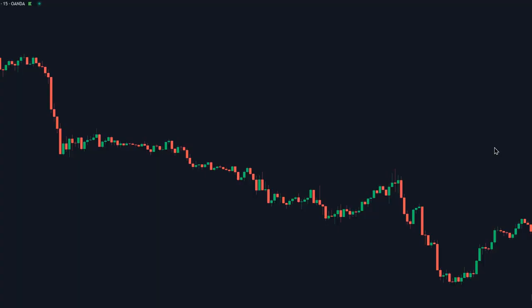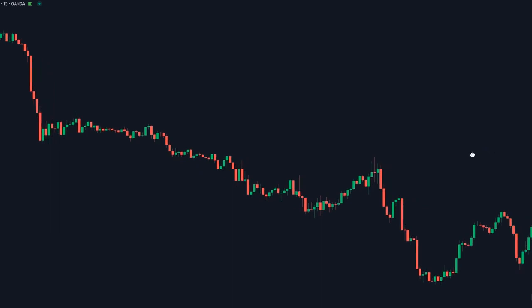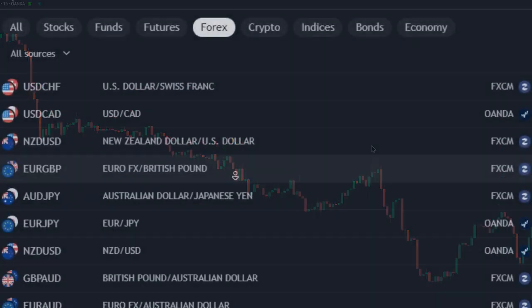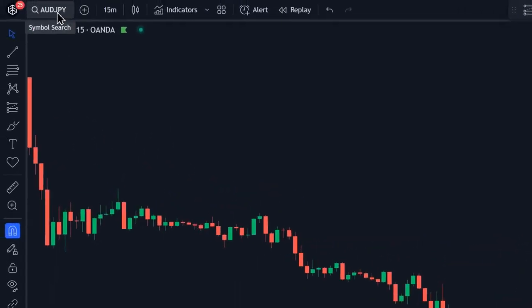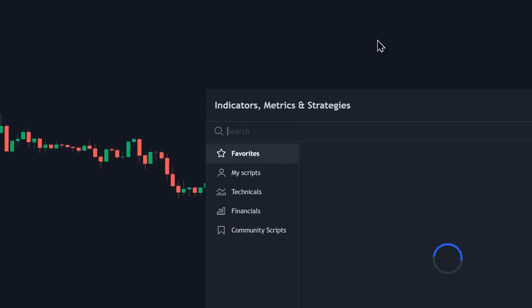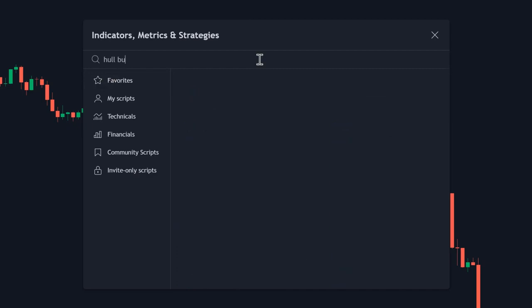Let's get into it. Now, to add this indicator to your chart, you want to go to TradingView, then load any trading security that you like. Personally, I'm going to be using AUDJPY. Then click on Indicators and type in Whole Butterfly Oscillator, this one by LuxAlgo.